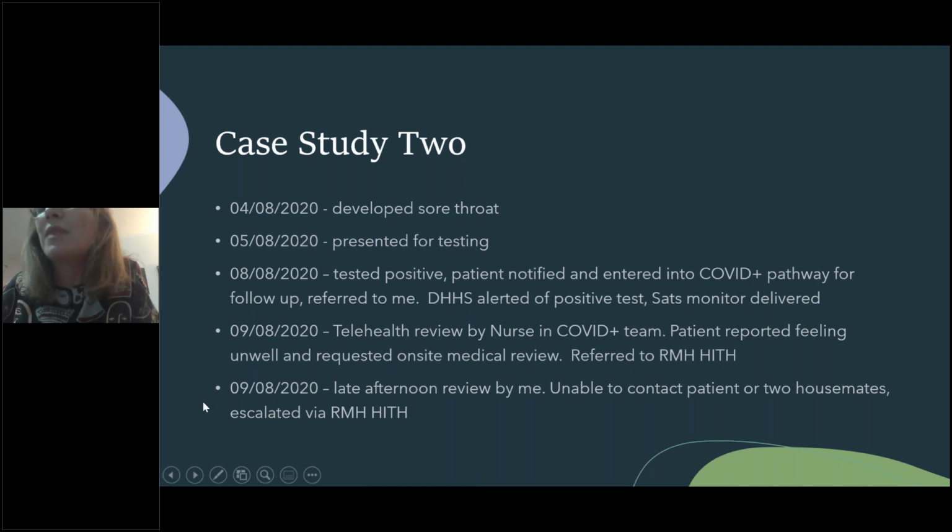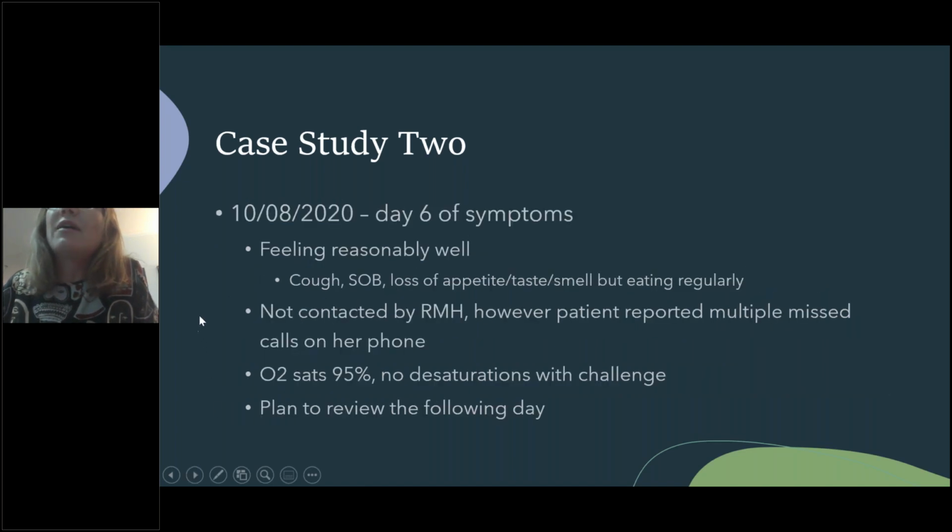I couldn't get hold of her, couldn't contact the patient or housemates, and so that situation was escalated via Royal Melbourne Hospital in the Home. The next day, the 10th, so day 6 of symptoms, she was feeling reasonably well. She had some cough and shortness of breath and loss of appetite, taste and smell, but she was eating regularly.